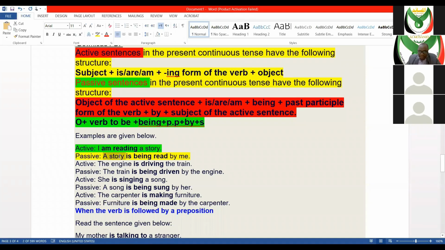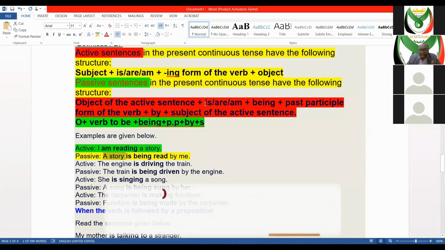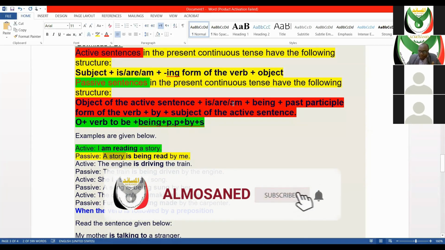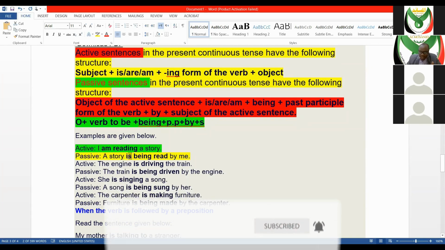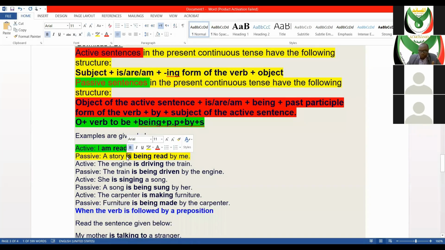A story. Then we can bring is our arm because it's the verb to be. Is a story. Because it's a story, third person, we have to put is. The story is being what? Can you see that? Being read by me. By me. I is changed to me. The story is being read by me.